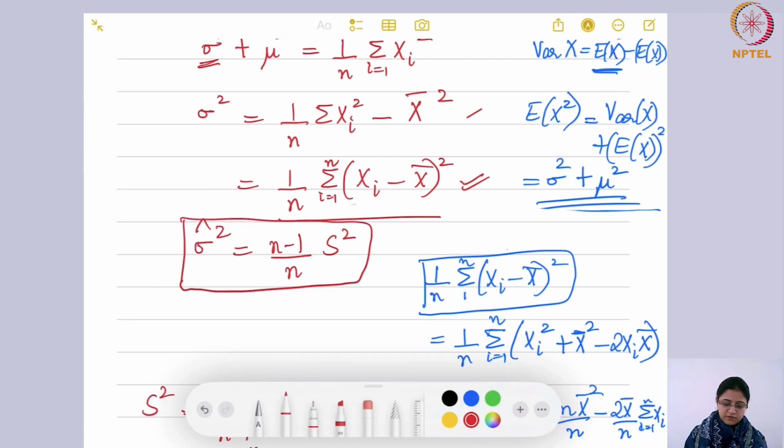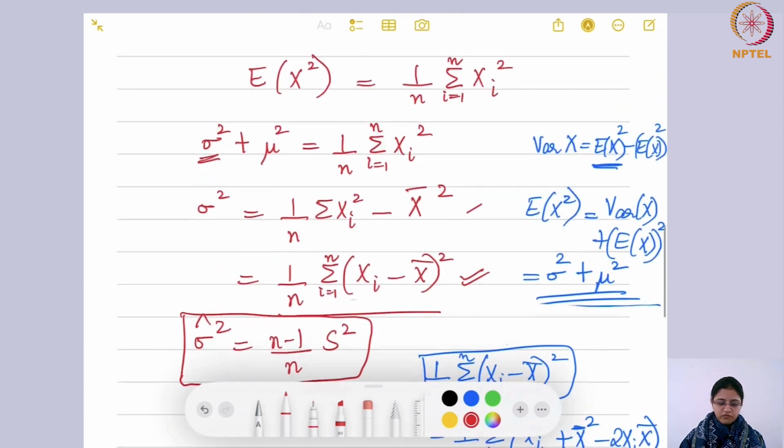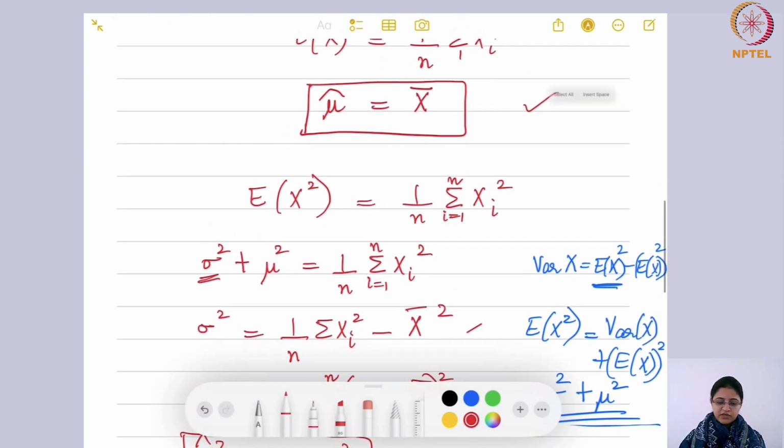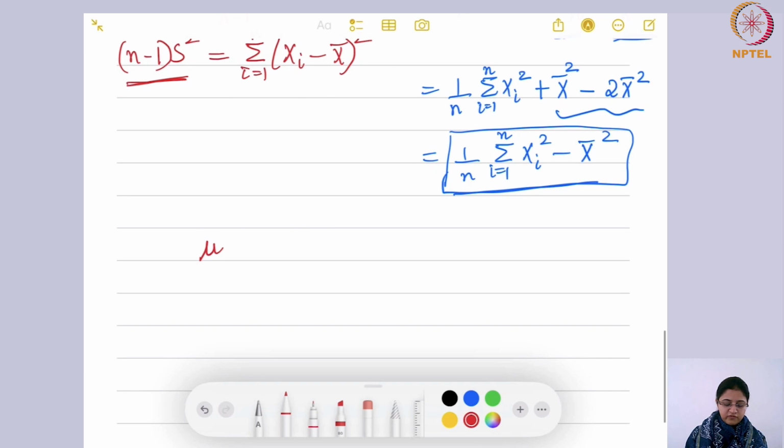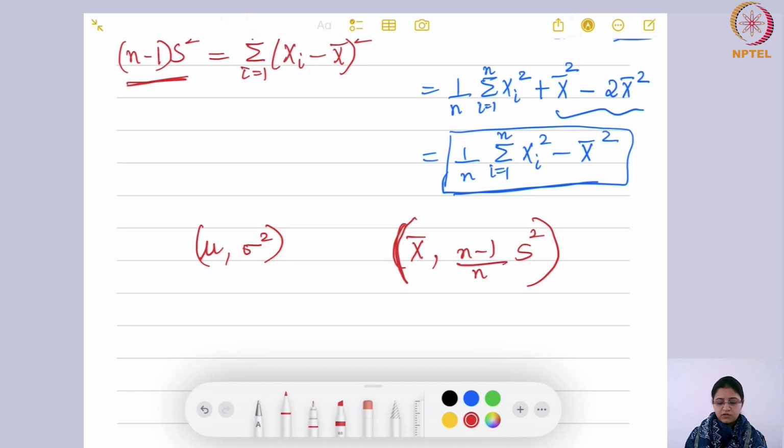This is the estimate. So the one you found earlier is x bar, and the other one, the estimator for mu and sigma square, would be x bar and n minus 1 over n s square. So these are the method of moment estimators for mu and sigma square in the case of the normal distribution.